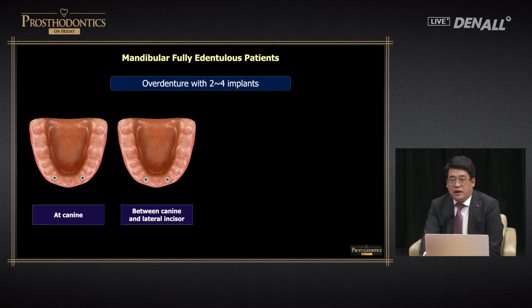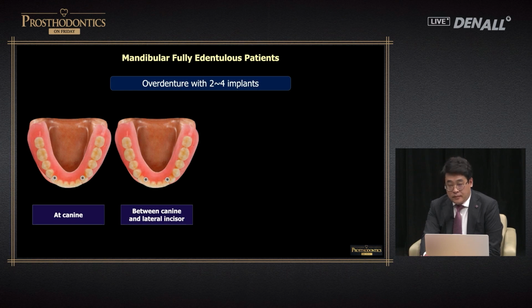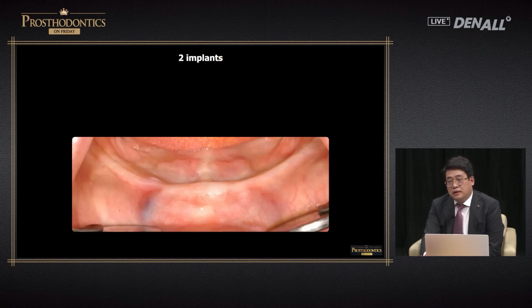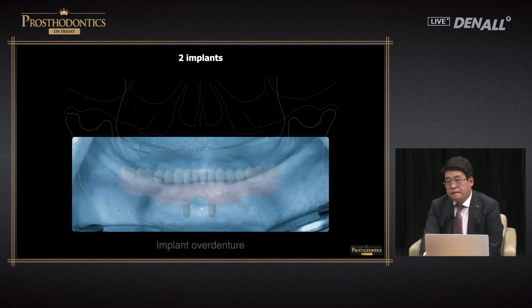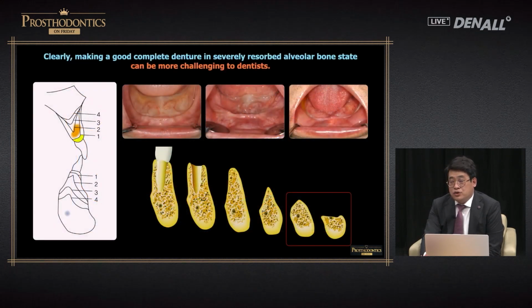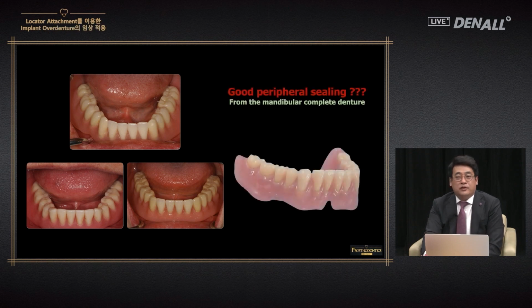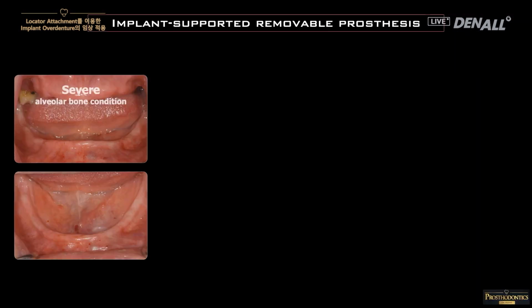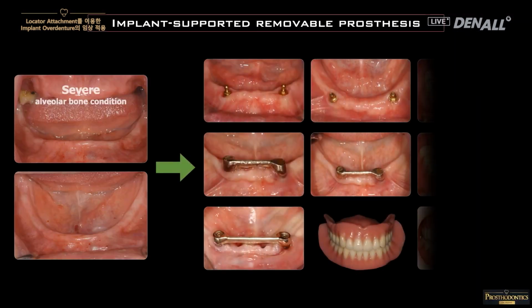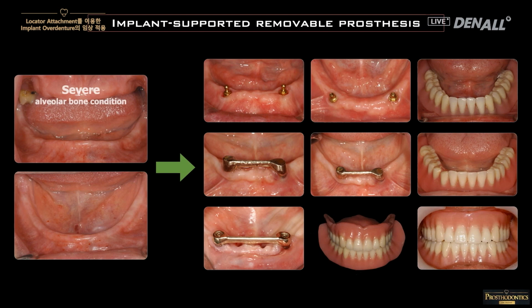In the case of the lower, we can provide an implant overdenture using 2 implants. In the case of older patients, the implant overdenture using 2 implants is known to be very effective. In the lower compared with the upper, there's a lot of alveolar bone loss. In this case, if we use a complete denture, as you all know, peripheral sealing is difficult to achieve. For these patients, we can provide overdentures. There can be a single standing overdenture or a bar overdenture, where implants are connected.